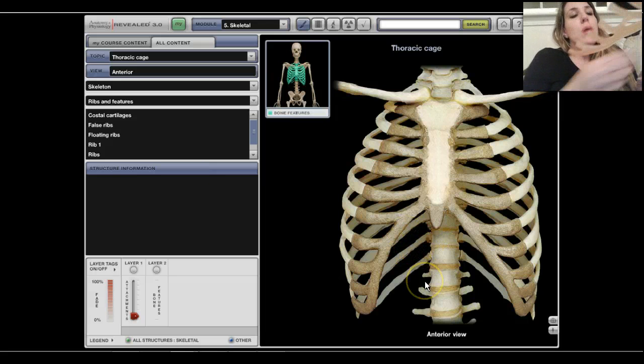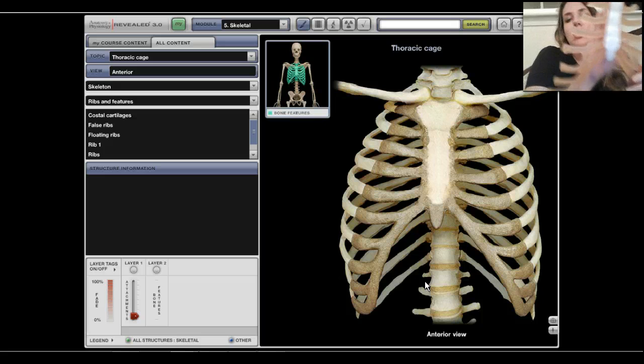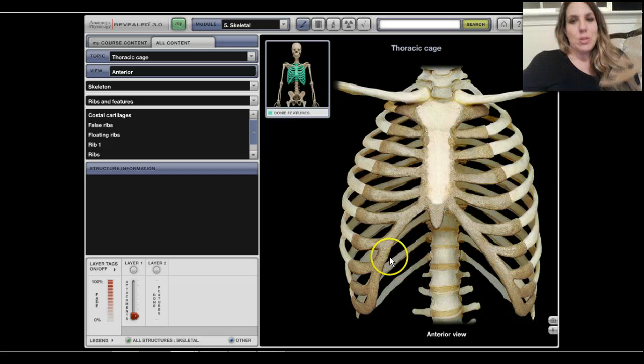And then ribs 11 and 12 actually don't have cartilage at all. They're called floating ribs. They're easy to break, actually. And they kind of just float around without any cartilage. They're not actually attached to the sternum. And then we're going to learn the parts of the sternum as well.